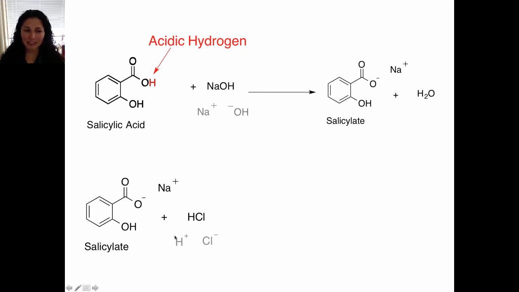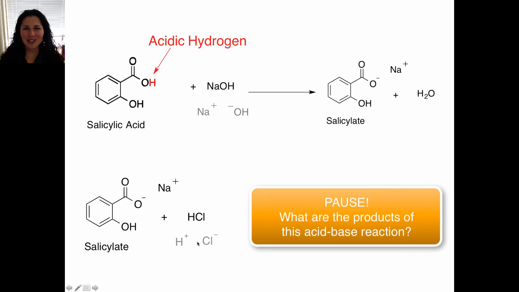This strong acid will react with the salicylate base, which is the conjugate base of salicylic acid. So this oxygen will bind to the hydrogen ion. What will the product look like? Pause the video now and try to draw the product.